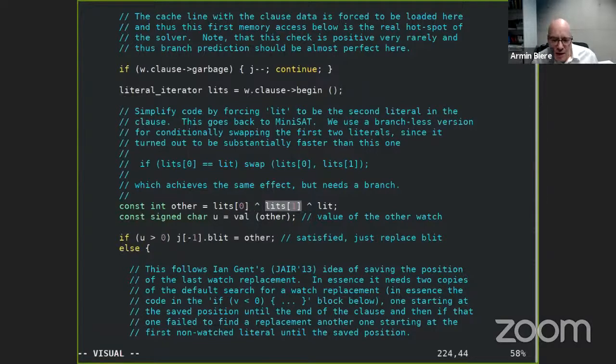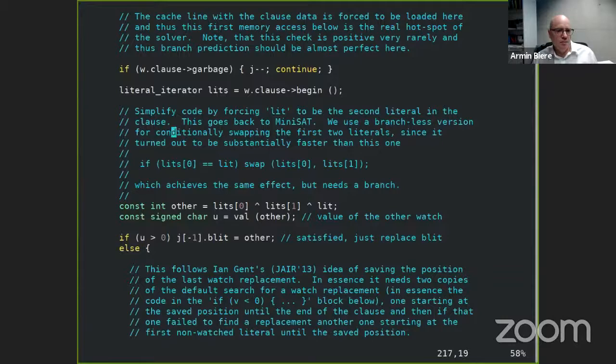Then you would argue, why is there this complicated XOR? Well, it's to make this code here branchless, because in MiniSat this is done with a branch. But this really also slows down the solver by, say, 5%, because it's the absolute hotspot of the solver. That's why we use this strange XOR trick. And I explain it here why, right? So this is kind of the thing.